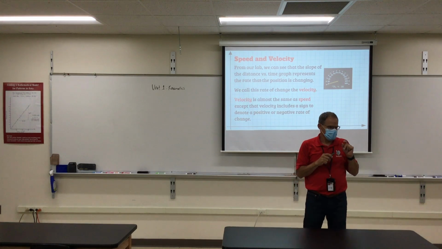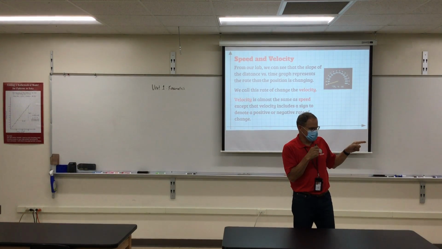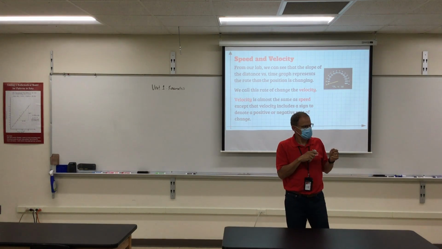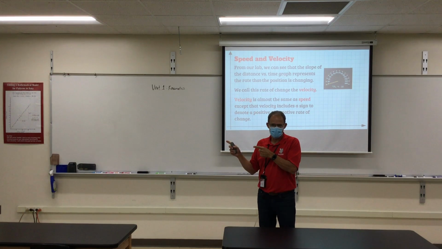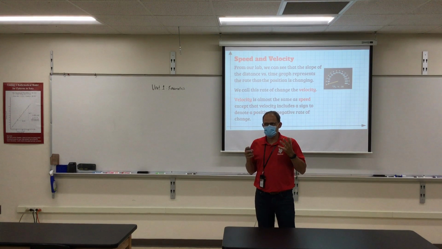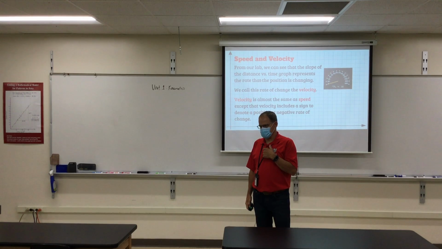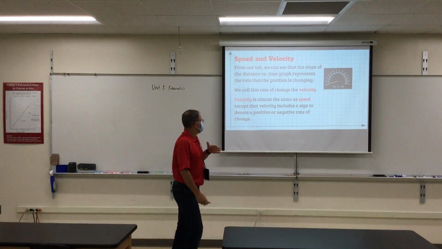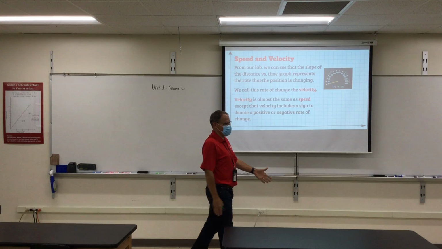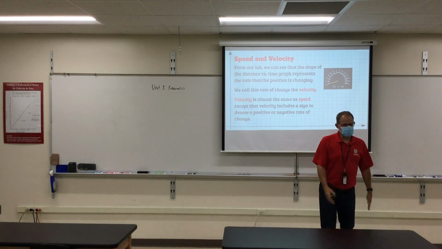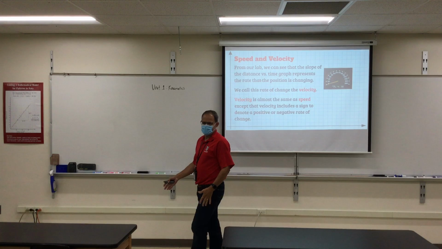Small difference. If you're driving 60 miles an hour north, what does your speedometer read? 60. If you're driving 60 miles an hour south, what does your speedometer read? 60 miles. Reads 60. Speed is just how fast you're going. Velocity is almost the exact same thing, except we're going to include the direction. Okay? So if I'm going to the right, I'm going to say my velocity is positive. If I'm going to the left, my velocity is negative.